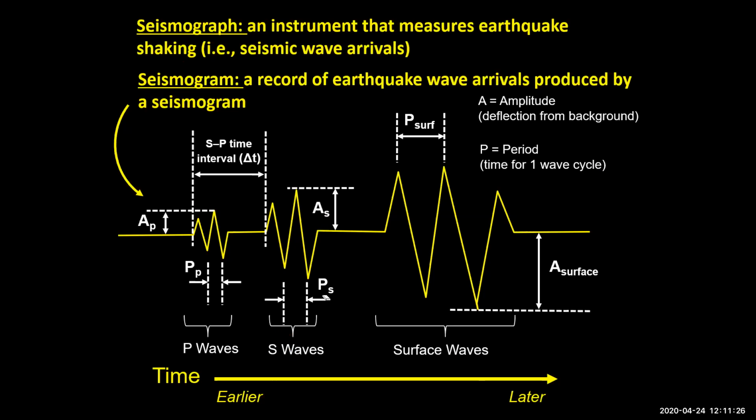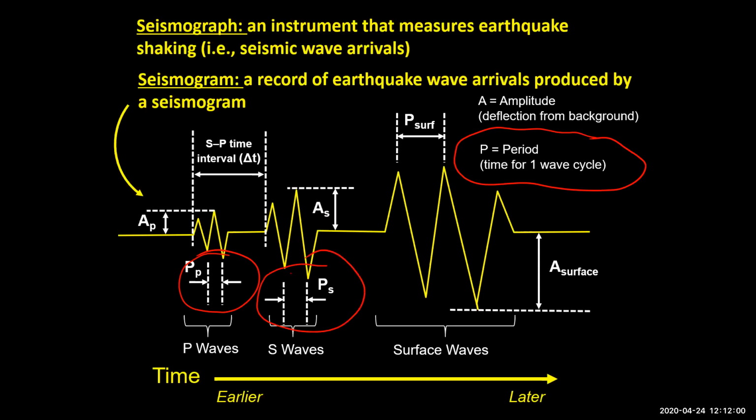The next measurement is called wave period, and that's just the amount of time it takes for the wave to complete one cycle, from the beginning to the end of the wave. And a convenient way of measuring wave period on a seismogram record is just to measure from either trough to trough or peak to peak, and it doesn't matter which we pick. So this would be the period of the P waves, this would be the period of the S waves, this would be the period of the surface waves.